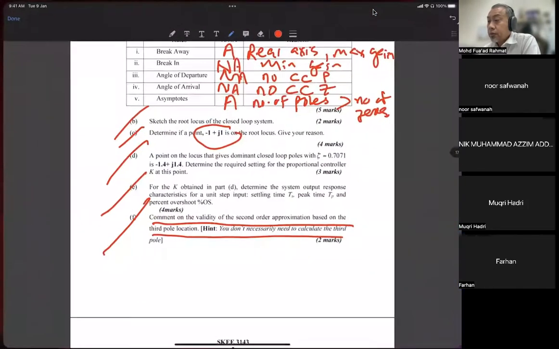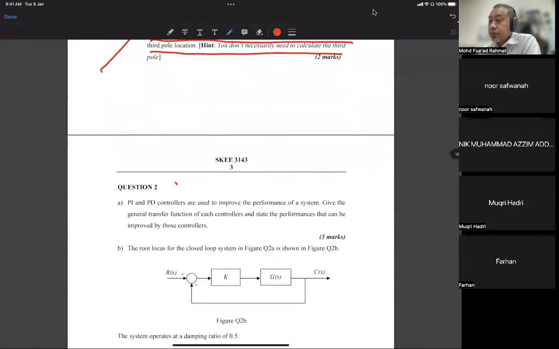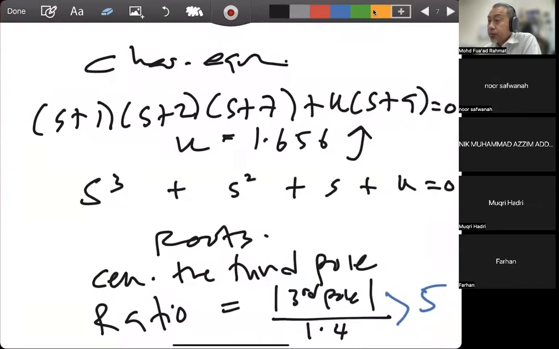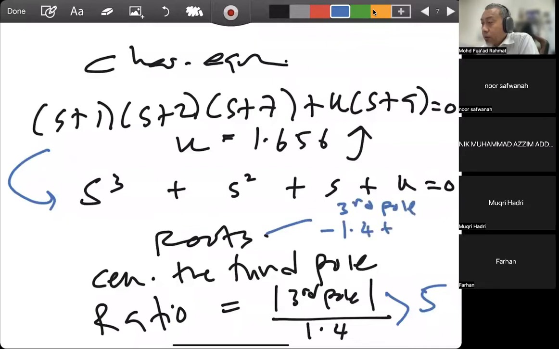Understand? Excuse me, doctor. When we check for the ratio, could we have also checked it with one of the other two poles? Since it's S cubic, we will get 3 roots, right? So can we check it with one of the other two roots? When you find the roots, you will have a third pole and minus 1.4 plus minus j1.4. So you already have this one, which is the same as the previous slide. Yes. Okay.